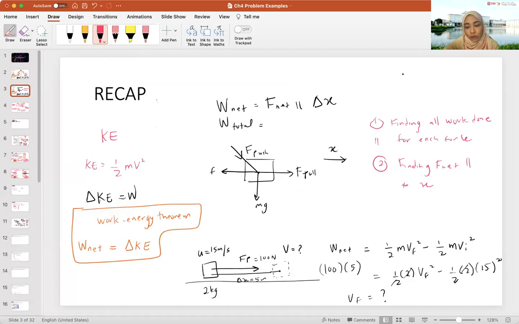Dua-dua approach adalah betul. Tapi yang approach yang paling simplified is this guy lah. Finding the net force and then baru darab dengan displacement. This one is correct but slightly panjang.